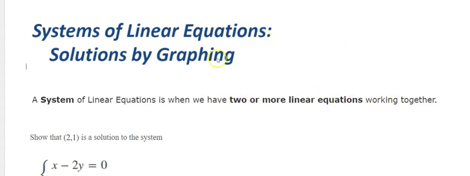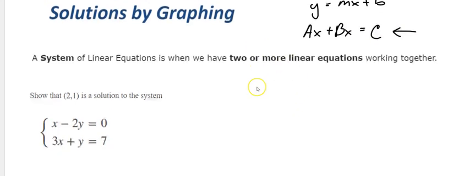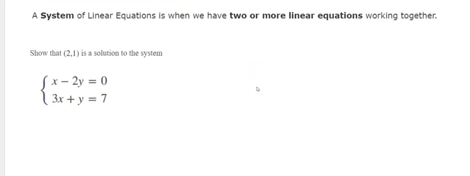Remember, a linear equation is something that's going to be in the form of, say, y equals mx plus b. You can also have it in standard form of ax plus by equals c, which, to be honest, is going to be the preferred method a lot in how we do some of this, but you'll see both examples. So here is a system of linear equations right here, and what we're made to do is show that (2, 1) is a solution to the system.